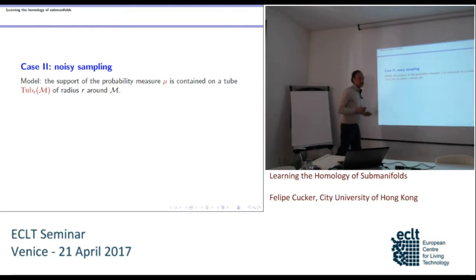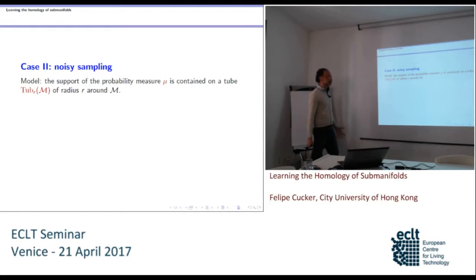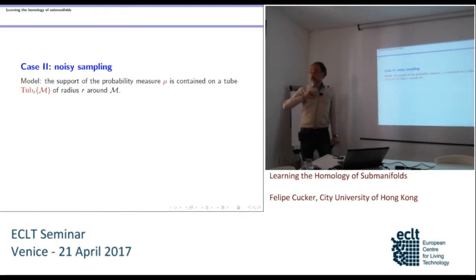Let me go to a second case. I mean, you can say, okay, but in general, when you sample, very often there are measurement errors. There is some noise, okay? So Smale and collaborators say, okay, yes, let's take as a model that the support of the probability measure is contained in a tube of radius r around M. So I mean the following. Imagine that your manifold is a circumference, okay? Then instead of sampling from the circumference, you sample from a little crown of width r.